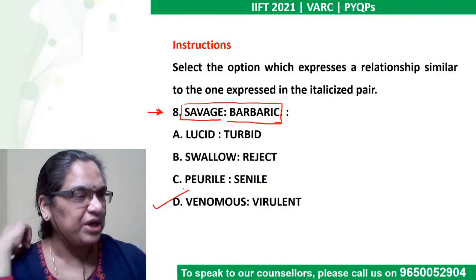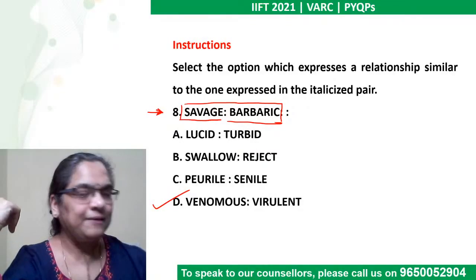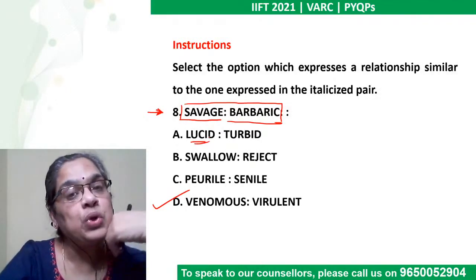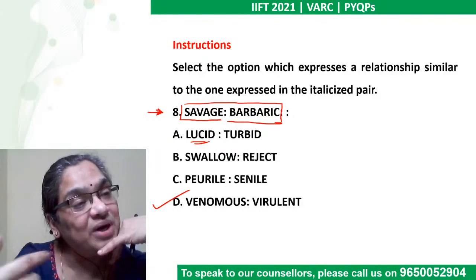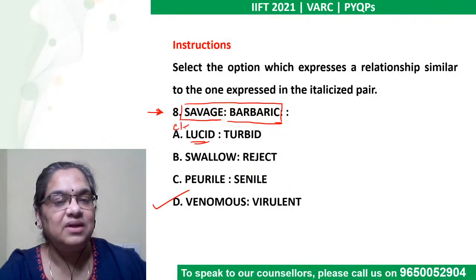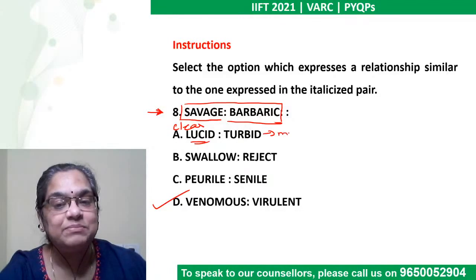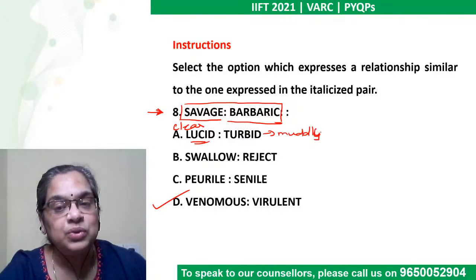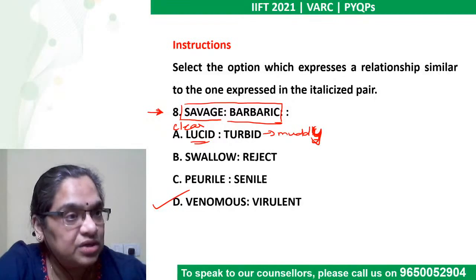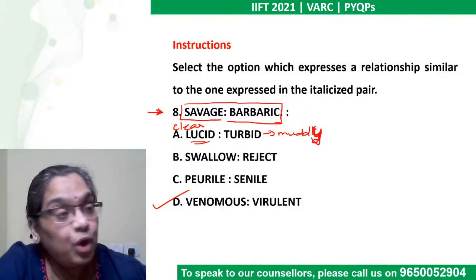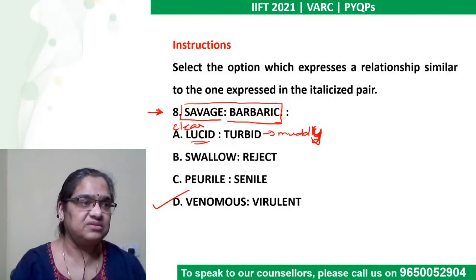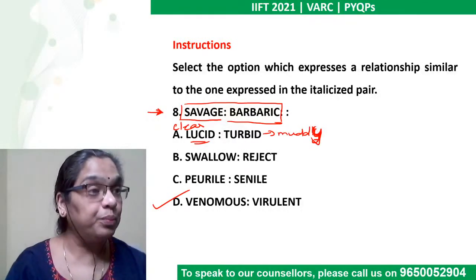Venomous is to virulent, poisonous, toxic, dangerous. Now, let's look at the other options. What does lucid mean? You say lucid prose. From there comes the word elucidate. Lucid means clear. And turbid means muddy, unclear. You can use turbid literally to describe the waters of a river. You say turbid waters of the Ganges during the monsoons, or you can say somebody's prose is very turbid. You can't understand what it is because it's very unclear. So both you can use.